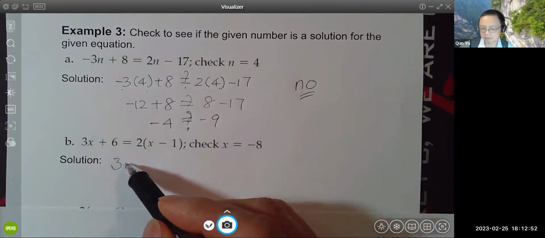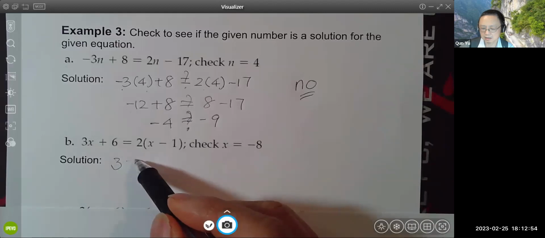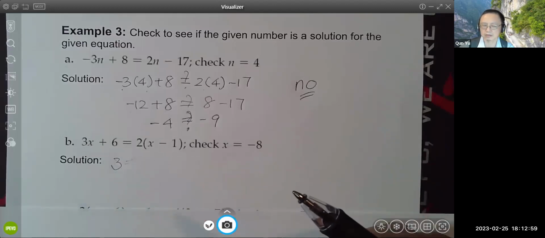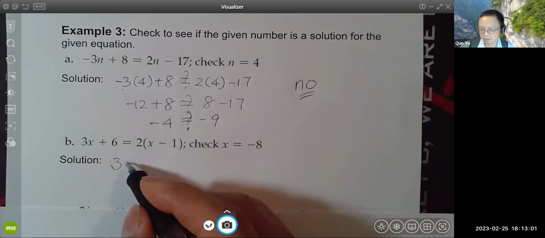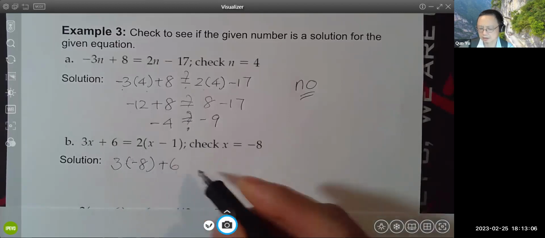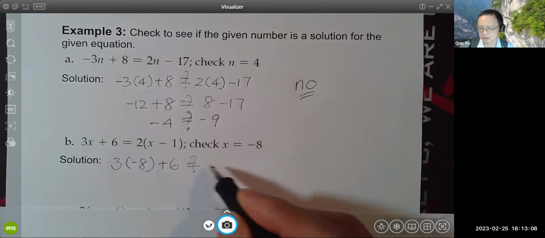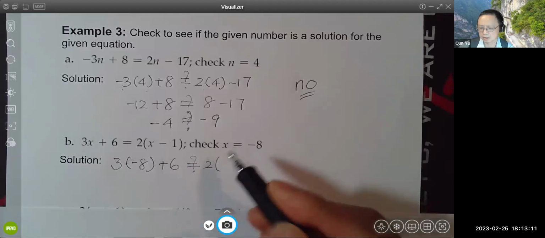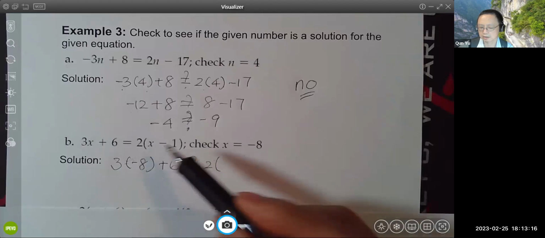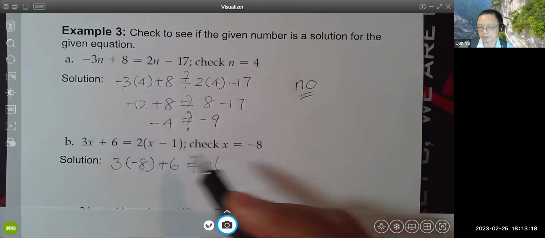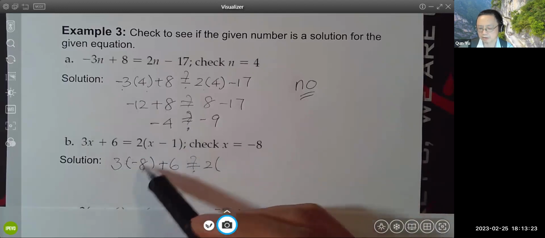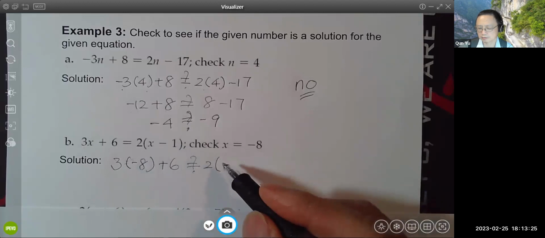In this case, if we don't use parentheses, it's not 3 times x anymore. It becomes 3 minus 8, 3 minus x. You know that is wrong. So 3 times x, which is -8, plus 6. On the other side, question mark here, 2. And in this case, we don't have to use parentheses to surround this -8 because there's no confusion here. Unlike here, without parentheses, it's going to be wrong, it's confusing.